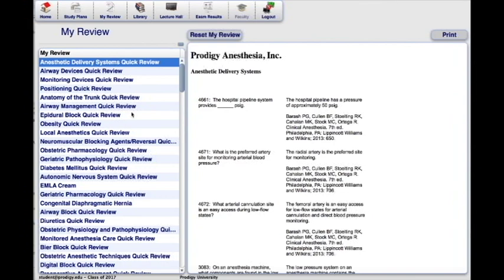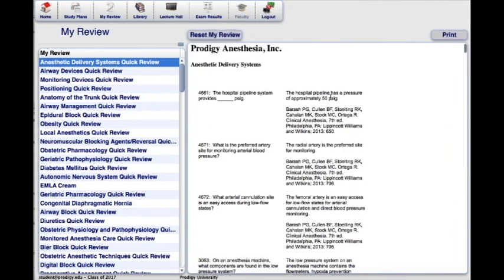So right now it says that the topic that I am most likely to see on boards and miss is anesthetic delivery systems, and it provides the material for me to study. Ideally, what I would do is after each exam, I would open up My Review and study the materials, focusing more on the materials at the top of the list since they're the statistically most relevant.